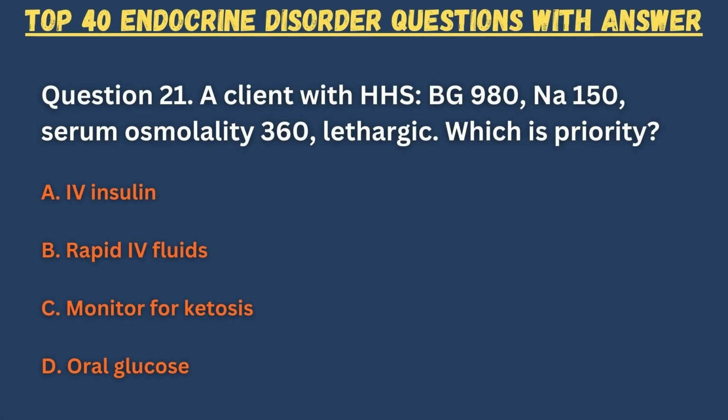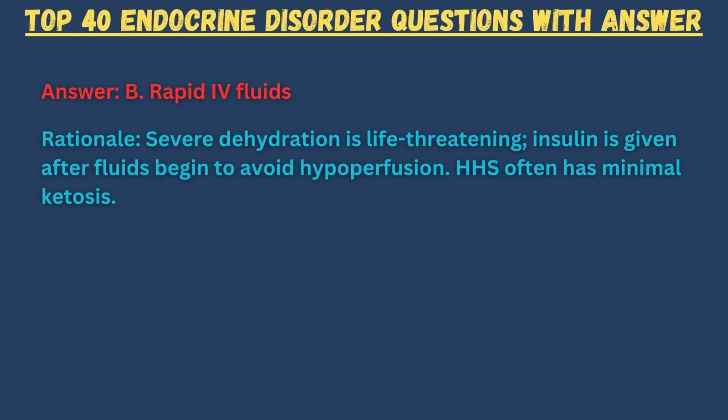Question 21. A client with HHS: BG 980, sodium 150, serum osmolality 360, lethargic. Which is priority? A. IV insulin. B. Rapid IV fluids. C. Monitor for ketoacidosis. D. Oral glucose. Answer: B. Rapid IV fluids. Rationale. Severe dehydration is life-threatening. Insulin is given after fluids begin to avoid hypoperfusion. HHS often has minimal ketoacidosis.